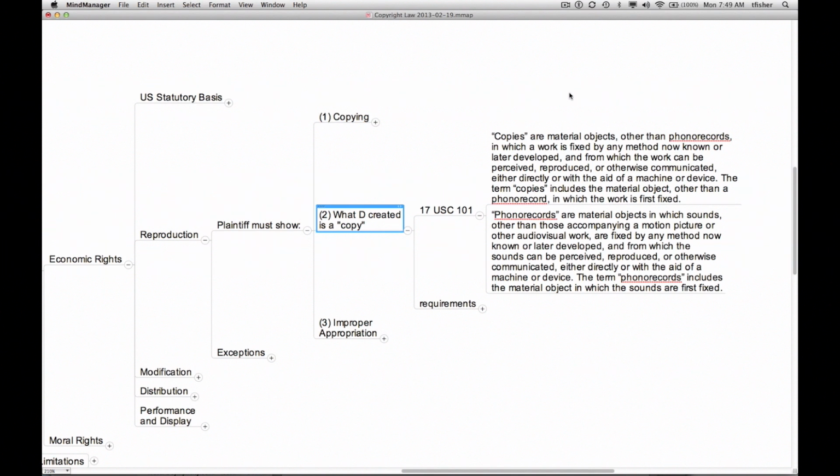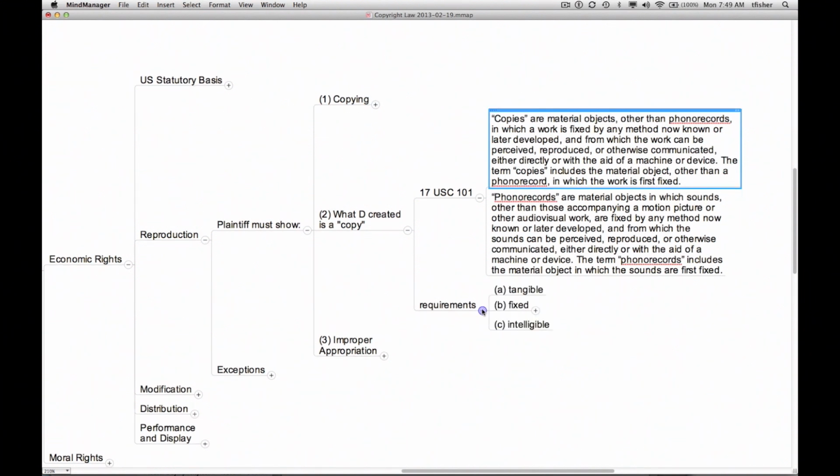From this language, the courts have extracted the requirements that the thing produced by the defendant be tangible, in other words, a material object, fixed, and intelligible. The most slippery of these requirements is fixation. You'll recall, I hope, that fixation is a precondition of copyright protection under US law, although not under the law of most countries. Here we encounter a second, closely related manifestation of the laws concerned with fixation.